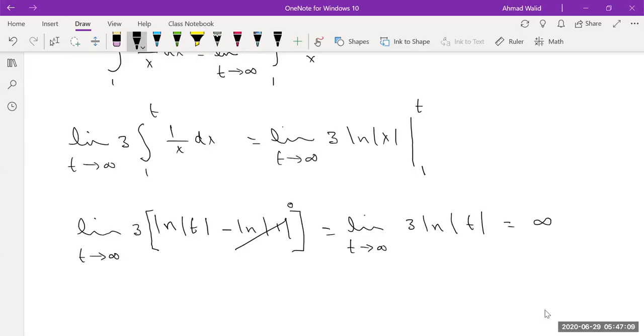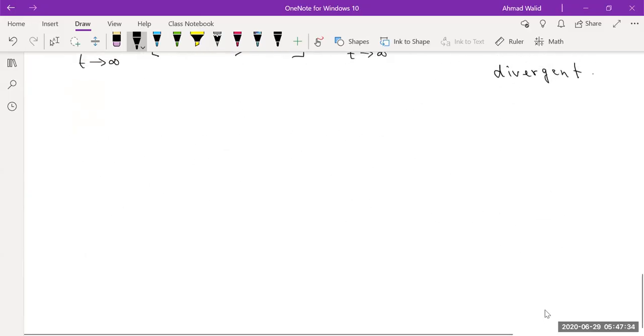Now, is this integral convergent or divergent? You see, your limit doesn't exist. It's infinity. Then definitely this problem is what? Divergent. Because your limit doesn't exist. Okay? Hopefully it will be clear for you how to deal with these examples or these improper integrals. Let's do another example.